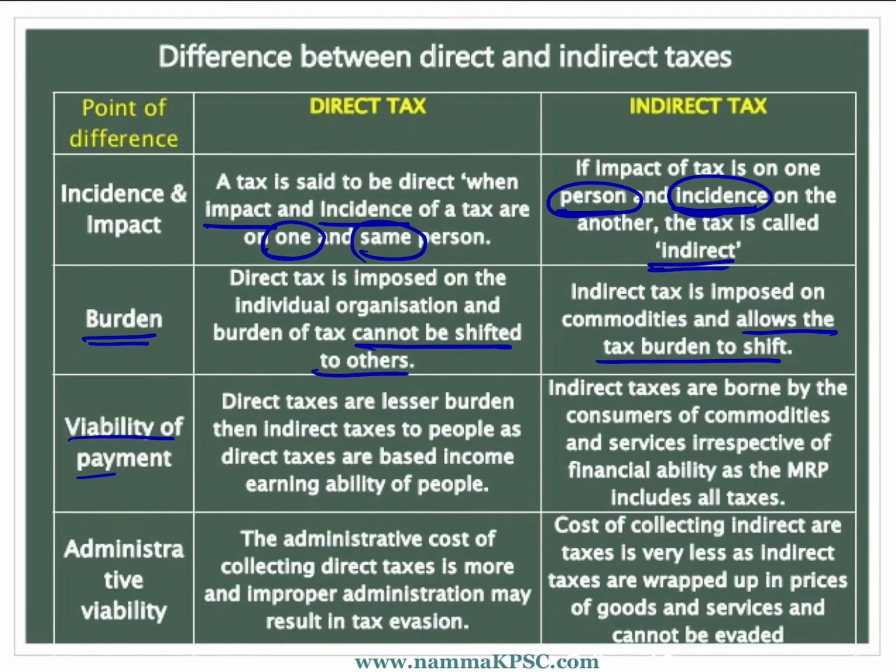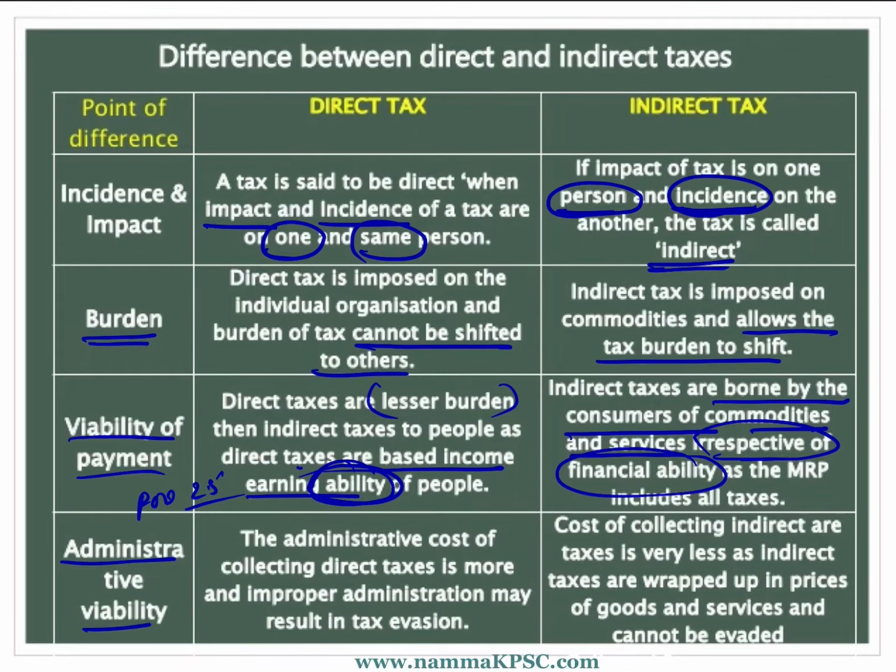Next, viability of payment. Direct tax is less of a burden on people who cannot pay tax. It is based on income earnings and the ability of people to pay. So if you can pay tax, you pay tax. If you are a poor person earning less than 2.5 lakh, you don't have to pay tax. So it is based on ability. Whereas indirect tax is not based on ability, it includes every individual. It is borne by the consumer of the commodity or services, irrespective of their financial ability.